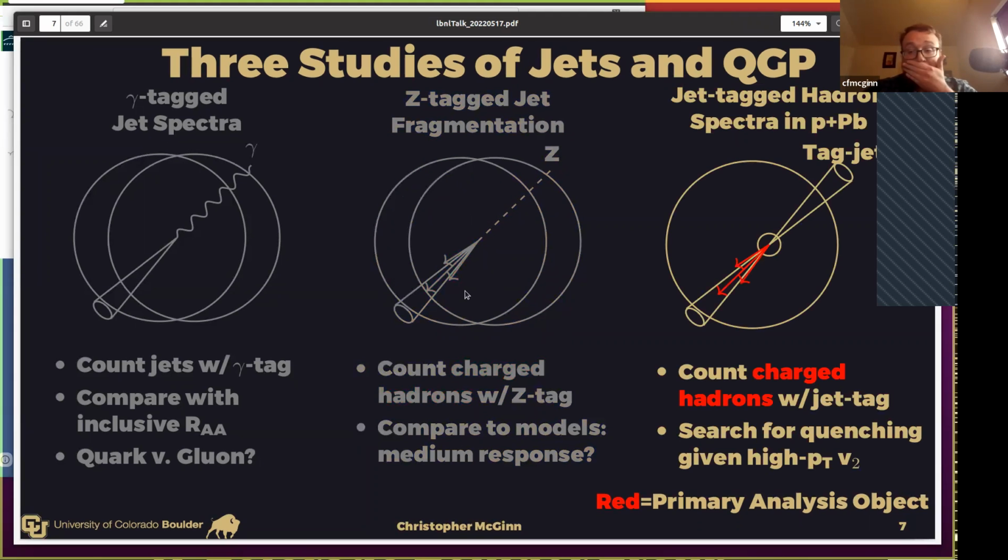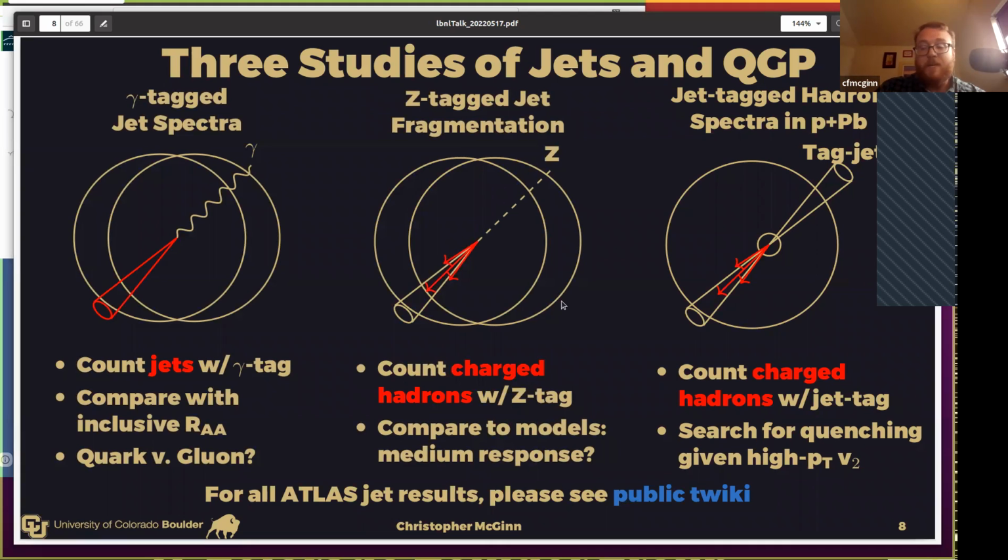And then the final result that I'm going to talk about is a search for quenching in p-Pb using jet-tagged hadron spectra. The measurement is very similar to the others. We no longer have our electroweak boson opposite, but we do still have a tag object here, the tag jet. And we're just going to count hadrons, both those in the near side of the jet tag and the away side. That's one difference from the other measurements, so we're also going to be interested in the near side in this measurement. And again, this is a search for quenching in p-Pb given the observation of high pT v2.